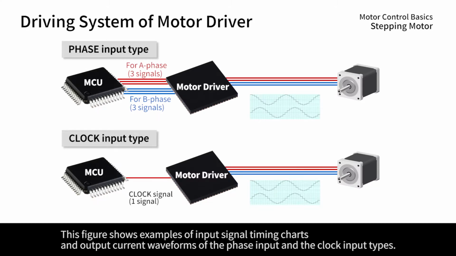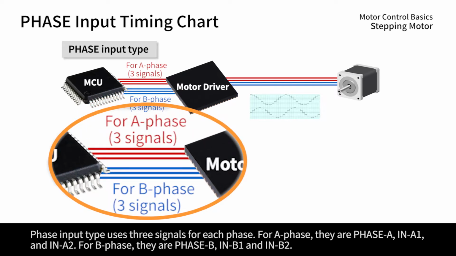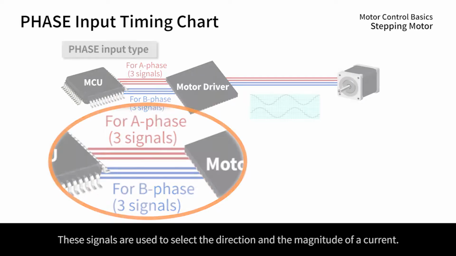This figure shows examples of input signal timing charts and output current waveforms of the phase input and the clock input types. Phase input type uses 3 signals for each phase. For A phase, they are phase A, in A1, and in A2. For B phase, they are phase B, in B1 and in B2. These signals are used to select the direction and the magnitude of a current.